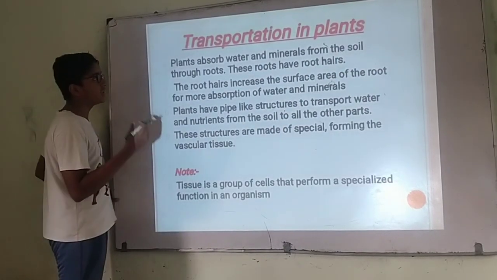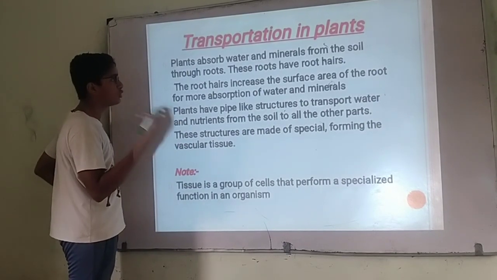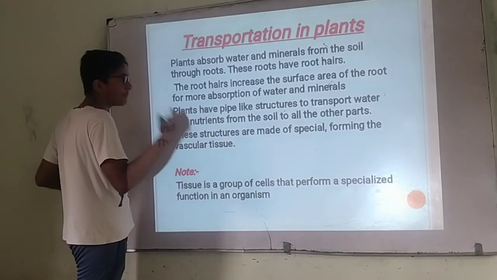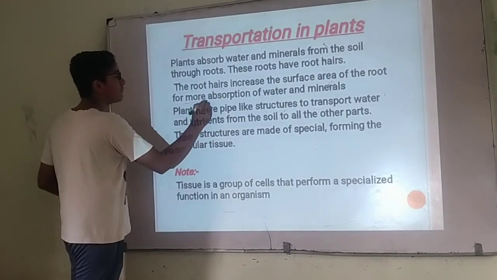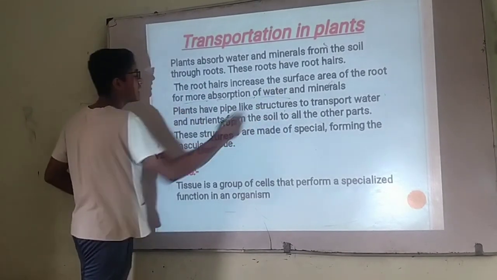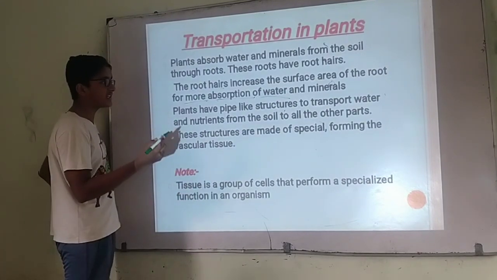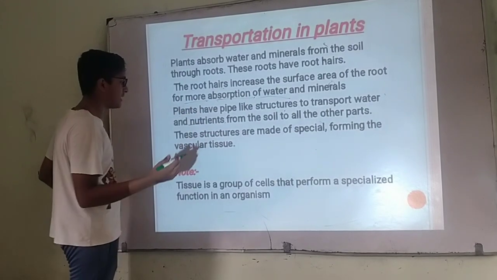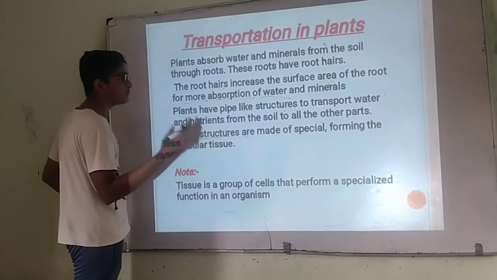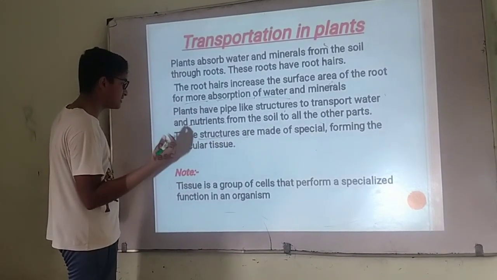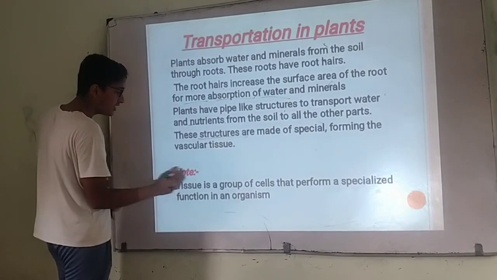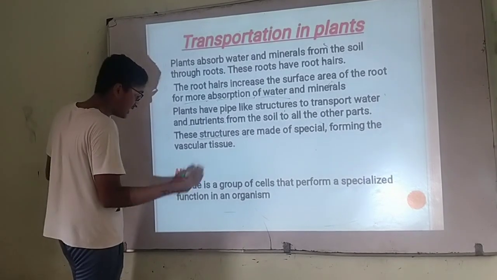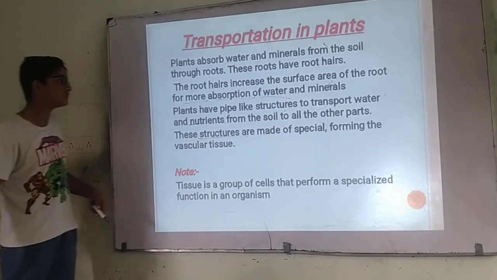Plants absorb water and minerals from the soil through roots. These roots have root hairs. The root hairs increase the surface area of the root for more absorption of water and minerals. Plants have pipe-like structures to transport water and nutrients from the soil to all the other parts. These structures are made up of special tissues forming the vascular tissues. Note, tissue is a group of cells that perform a specialized function in an organism.